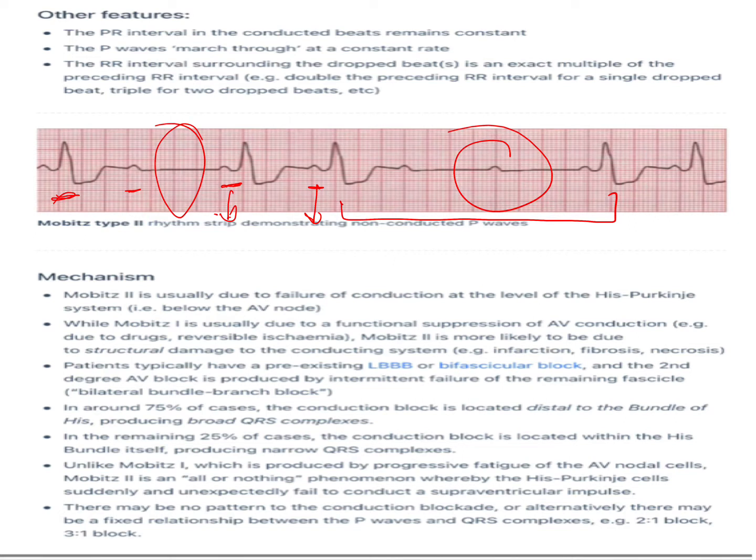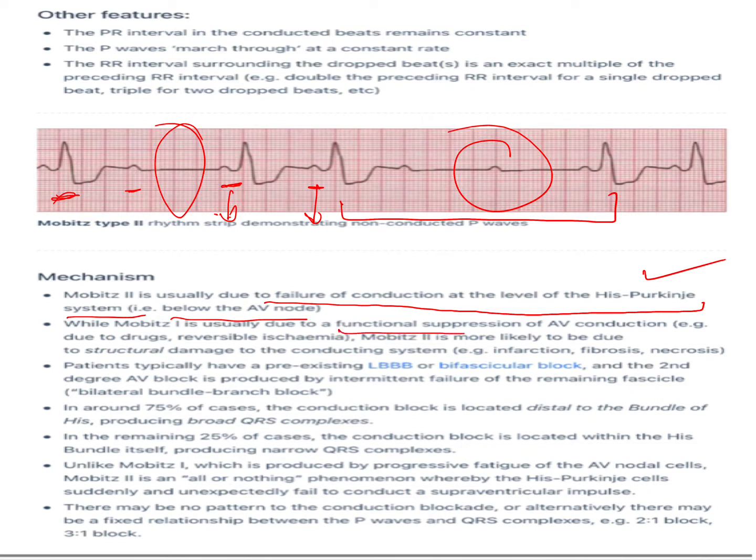the preceding RR interval. So the main mechanism why we get Mobitz type 2 is due to the failure of the conduction at the level of the His-Purkinje system. Means it is below the AV node. In type 1, we get the defect in the AV node. But here we get the blockade at the level below the AV node, that is in the His-Purkinje system, or we can say below the AV node.